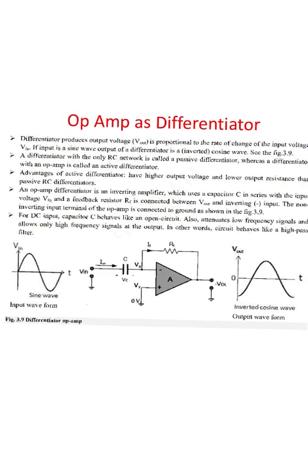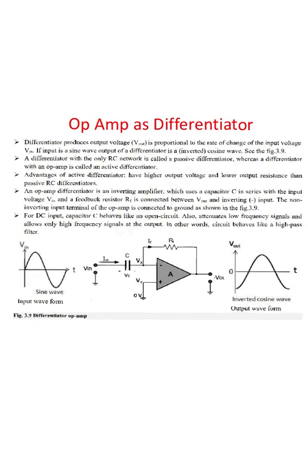Coming to opamp as a differentiator, it differentiates the input and gives you the output. That is a general definition. So let us discuss what it means. The differentiator produces an output voltage proportional to the rate of change of input voltage V in. If the input is a sine wave, the output of the differentiator is a cosine wave.